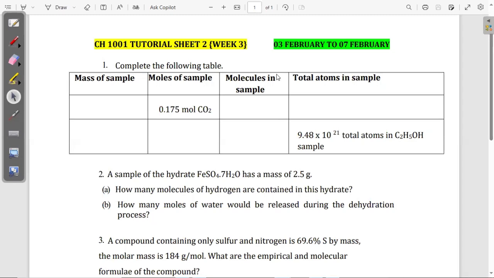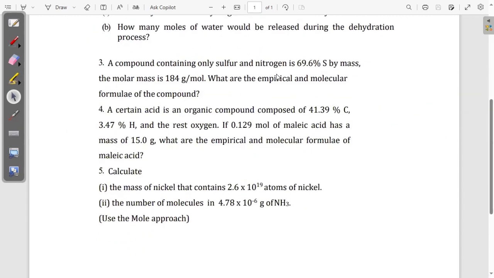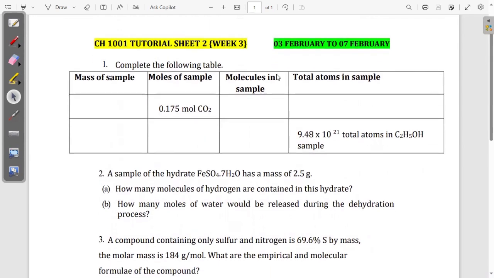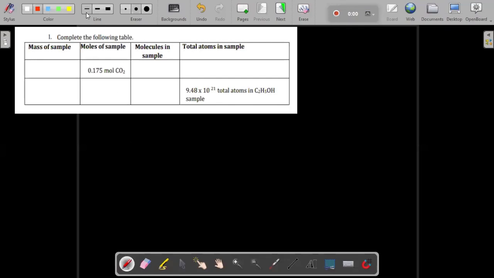So in this video, we are going to answer chemistry tutorial sheet 2. As you can see, these are the questions here. We have questions one, two, three, four, five. So we're going to solve all these questions in this tutorial sheet. All right, so let's go on our board here and begin solving question number one.